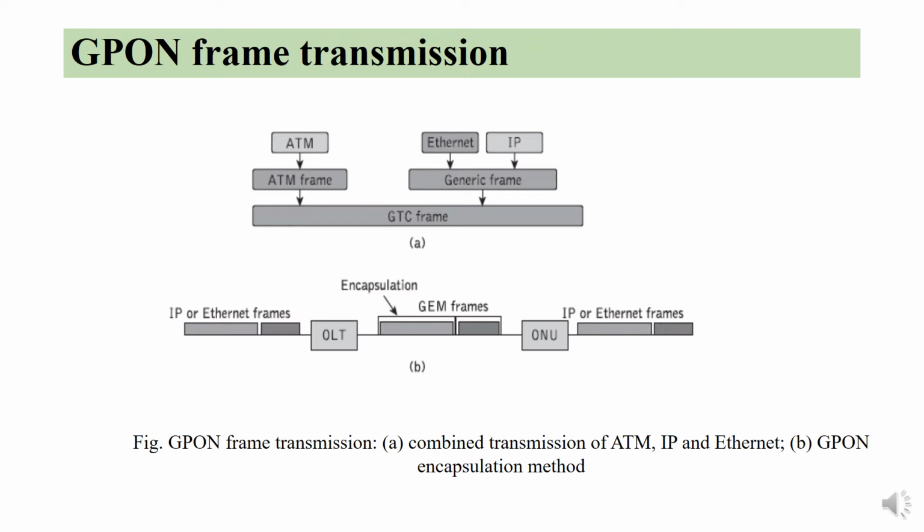Hence both GEM and ATM frames are combined using GPON transmission convergence, which we call the GTC frame. Finally, in the figure we can see that the GEM frame structure for GPON encapsulates IP or Ethernet frames and maps them onto the GPON.